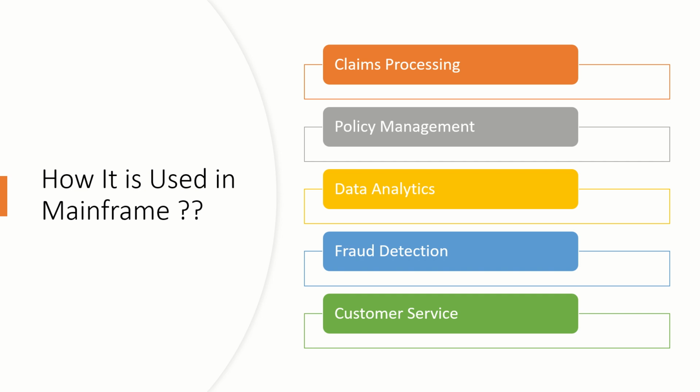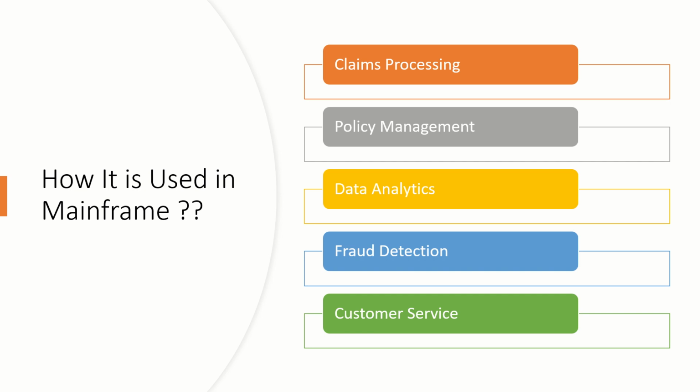The next is fraud detection. Mainframes are used for fraud detection in health insurance projects. Mainframes can identify suspicious patterns of activity in health insurance claims and flag them for further investigation. And then we have customer service. Mainframes are used for customer service in health insurance projects. They can provide real-time information to customer service representatives about the policy information, claim status, and other relevant information that is requested.